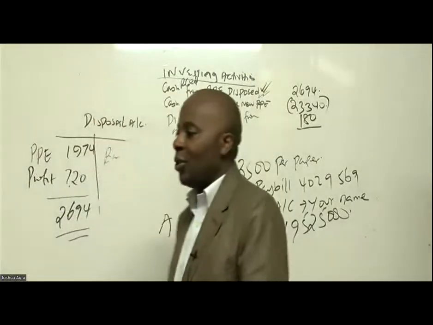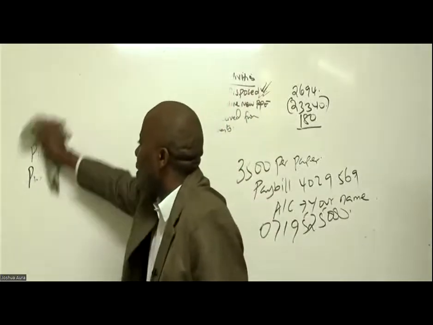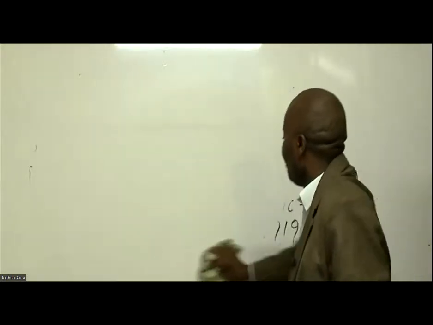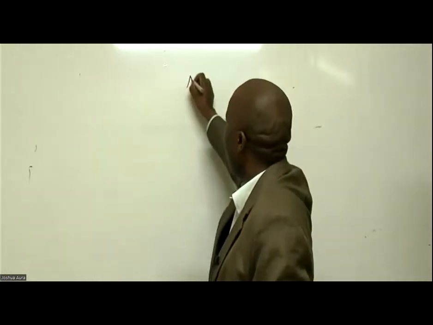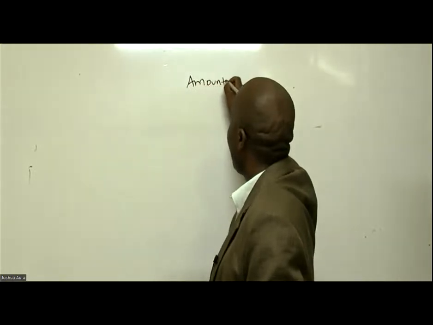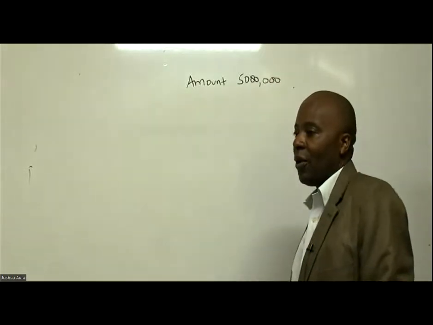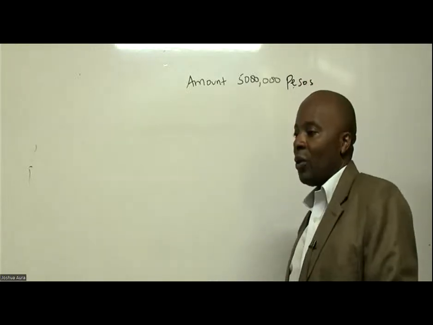I'll not take more than a minute to do this, because for forward contracts, I need two things. I need the exchange rate, and number two, the amount. So we have the amount, how much have they given us here? The amount is 5 million pesos.